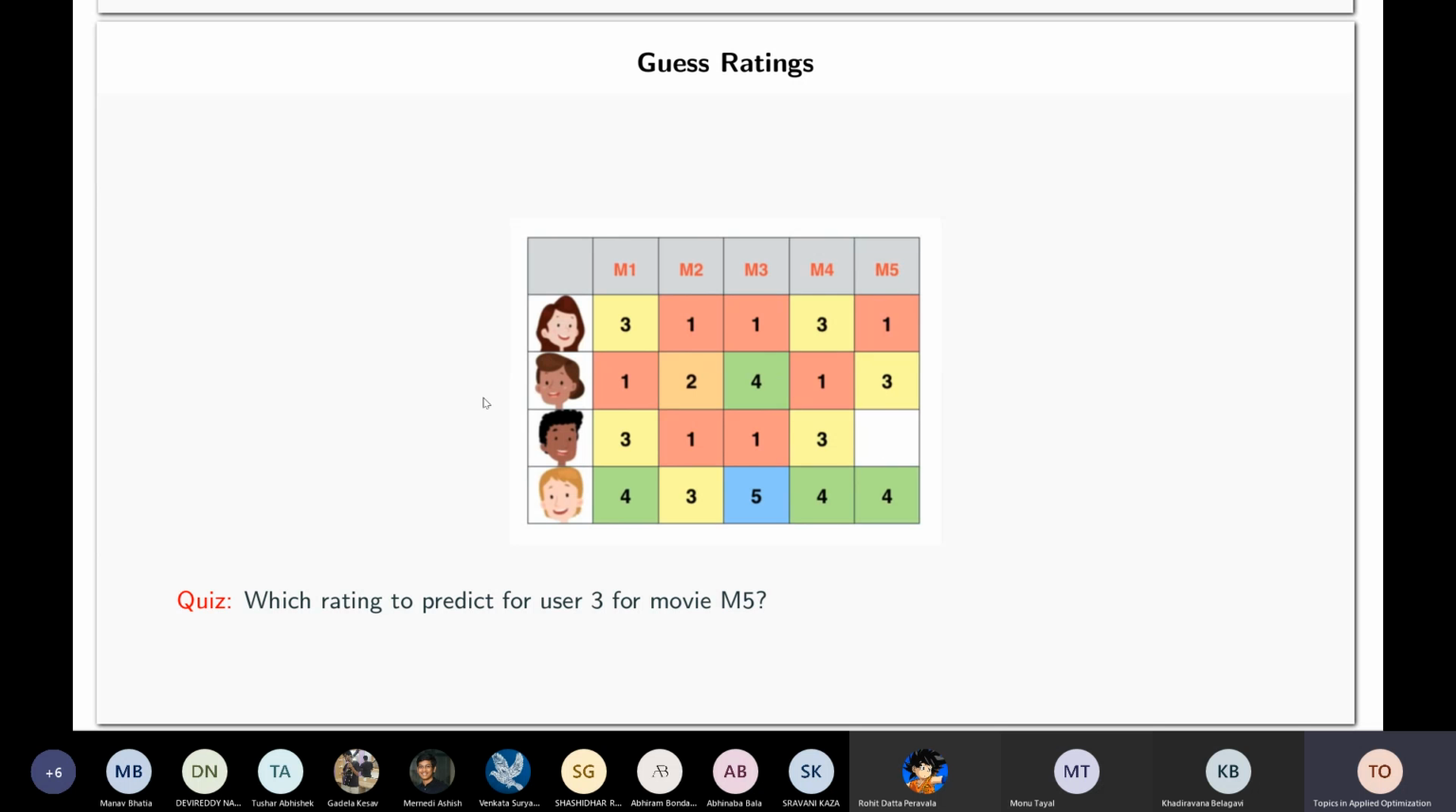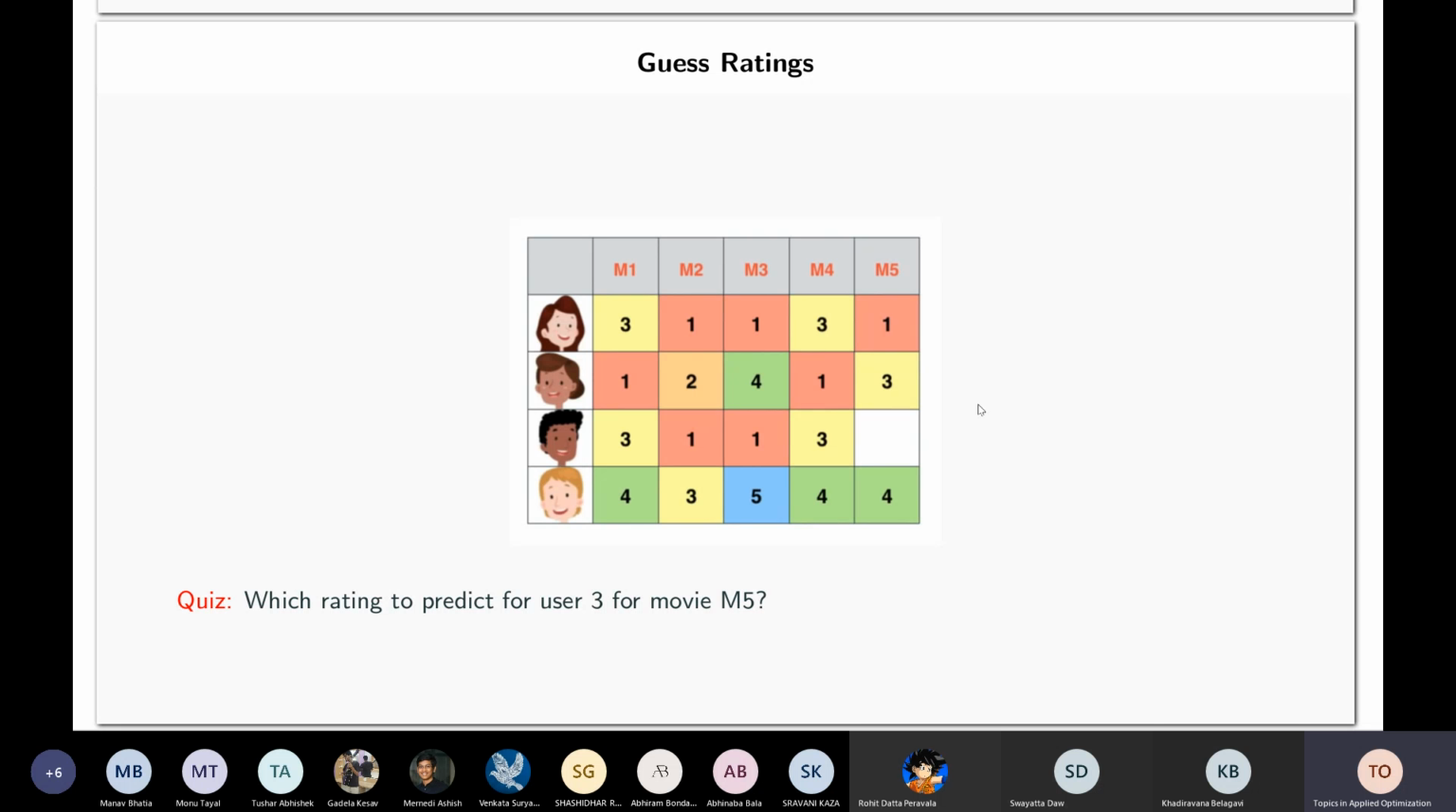Now looking at this ratings matrix so far, the incomplete rating matrix, what are you going to suggest for user 3? So what should I fill here? What do you think I should fill here? It should be 1. Why? Same as the first user. It is same as the first user.